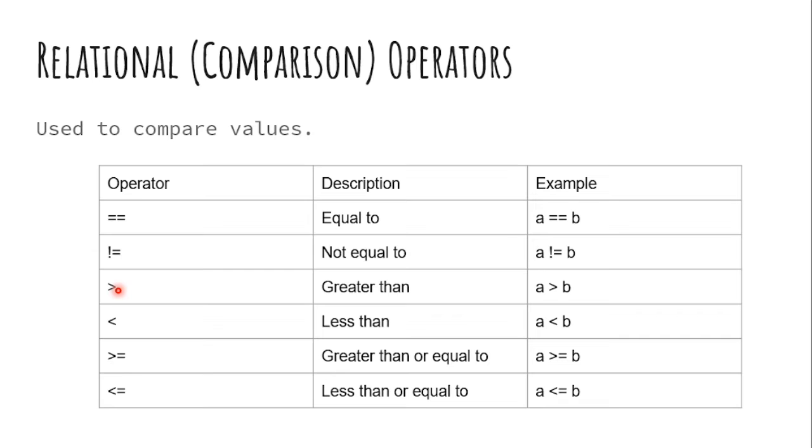If the desired value is greater, it returns true. If the desired value is less than, it returns true. If the desired value is greater than or equal to, it returns true. If the desired value is less than or equal to, it returns true.